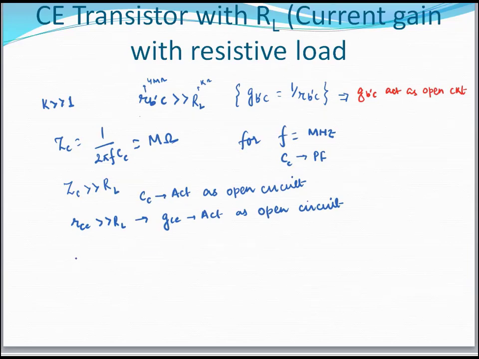So we can write here Rb'c is very greater than Rb'e. This results in Rb'c equal to 1 by Gb'c acting as open circuit.